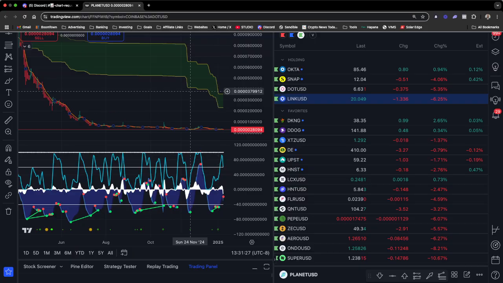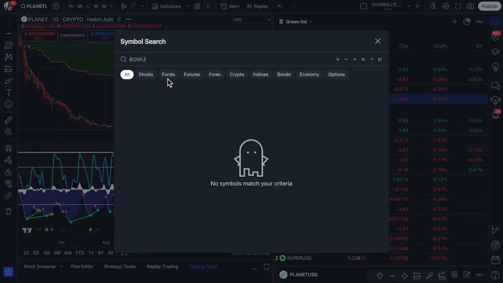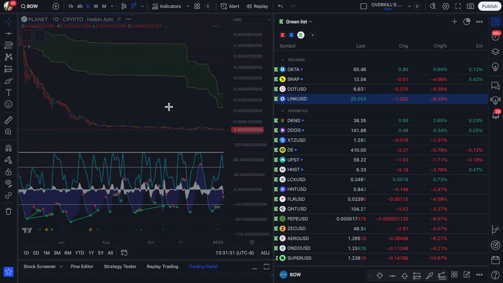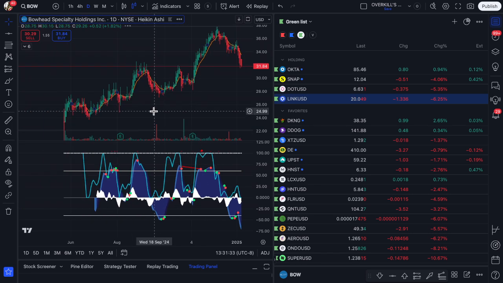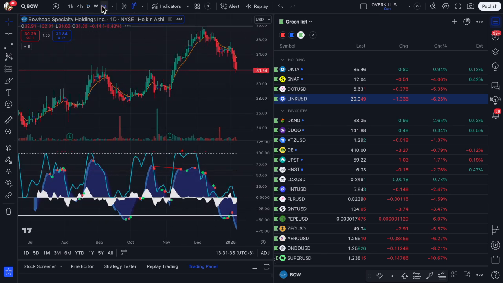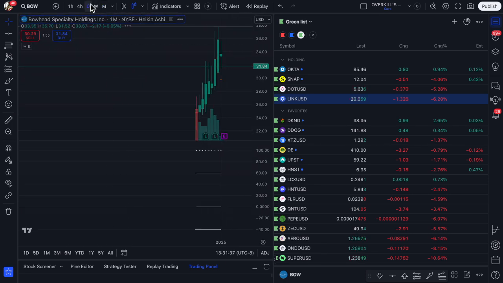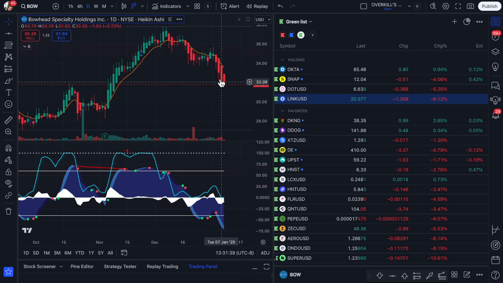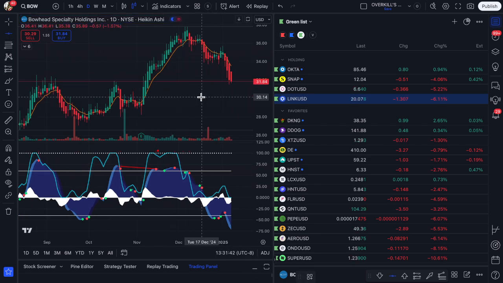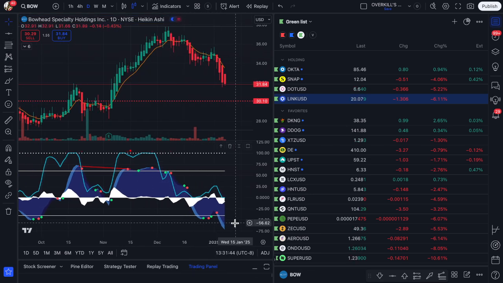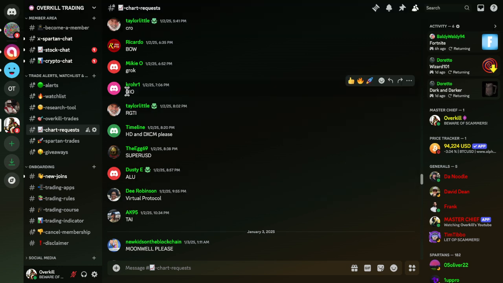CRO we covered. BOW from Ricardo. Bow, it's going to be a stock here. Bowhead Specialty looks like another new name here. No data from the indicator. Monthly chart is green. We're selling off here. This one's probably going to bounce off 30 bucks. I'd just wait for the green dot on that one.